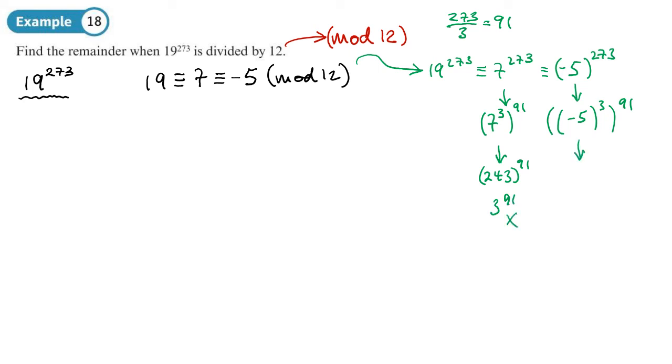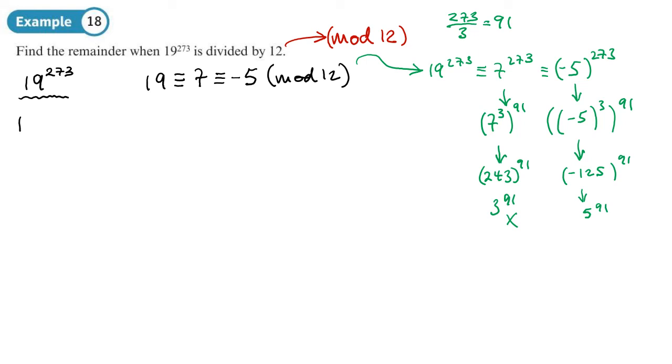Over here we would have negative 125 to the power 91. So if we wrote 125 in mod 12, that would be negative 5, because negative 120 plus 5, to the power 91. Again, nothing we can really do with that. So doing it this way is not going to help. And we don't really want to go to 7 to the power 4, 7 to the power 5. So let's try 7 squared.